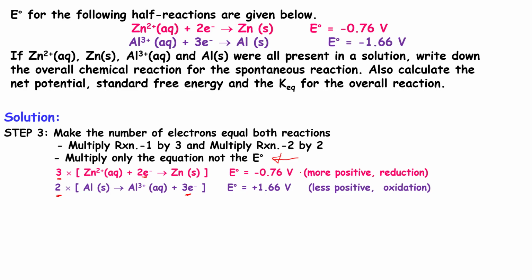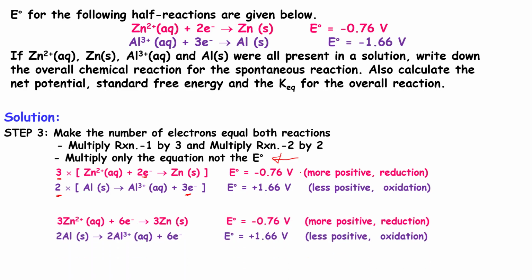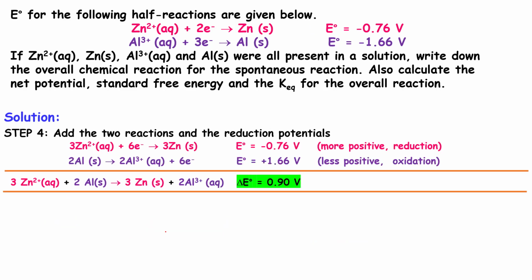Now we just write it out after multiplying it, so this is the new version of the equation. You can see that all the numbers have been multiplied to all of the terms. Now we have 6 electrons on the top equation and also 6 electrons in the bottom equation. So we made sure that the electrons are balanced. Now that we've done this, all we're going to do is go ahead and add the two reactions.